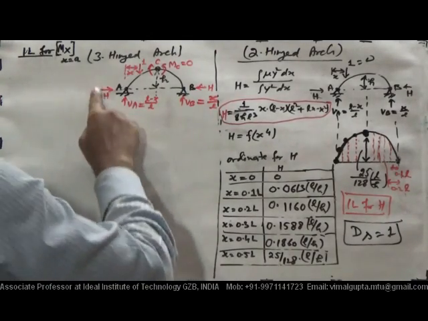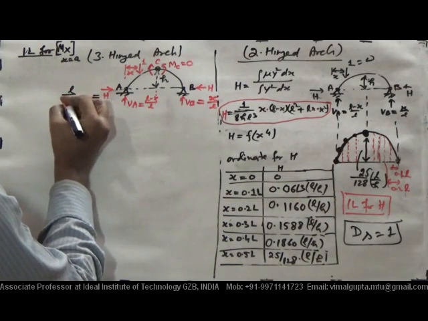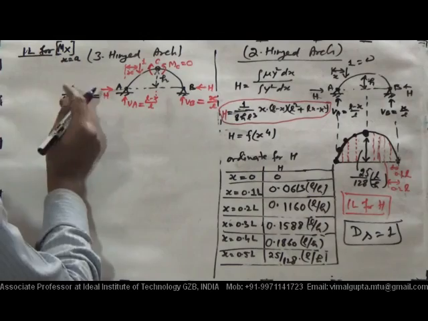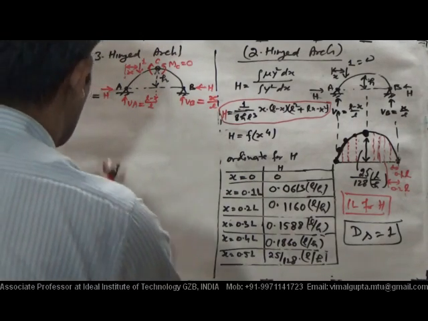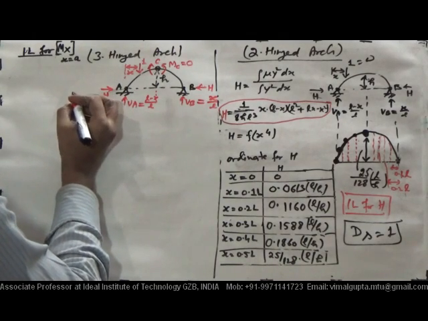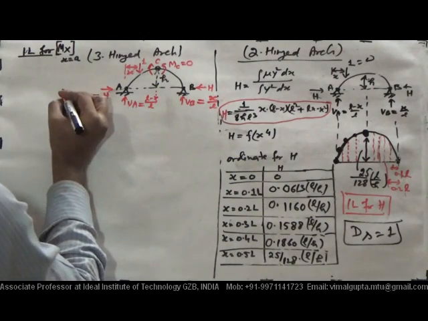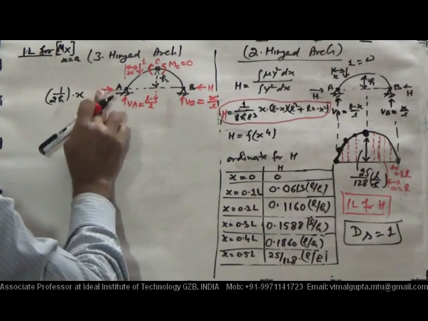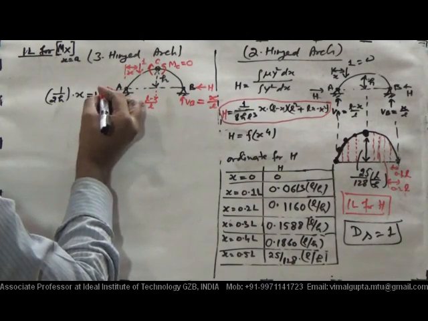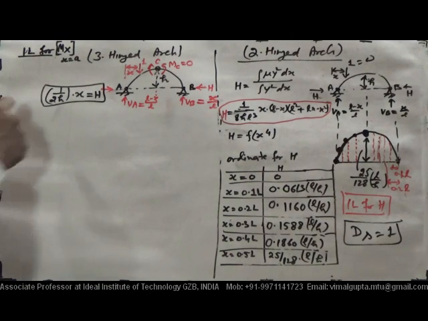We will place the unit load here, and since we have calculated the value of H, what was that value of H? It is 1 by 2H into X. Okay, this is the value of H we have calculated, so we will use that expression to get the value of Mx.